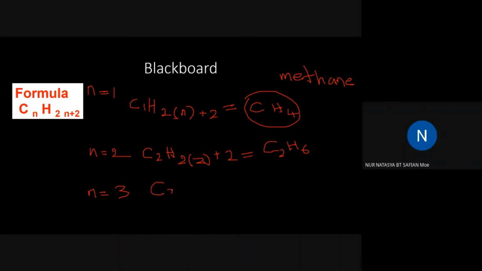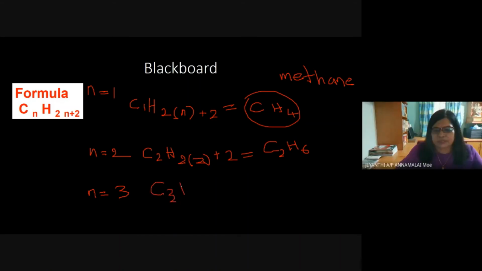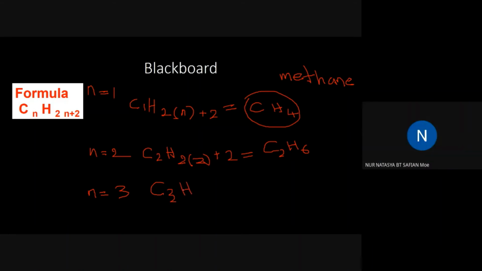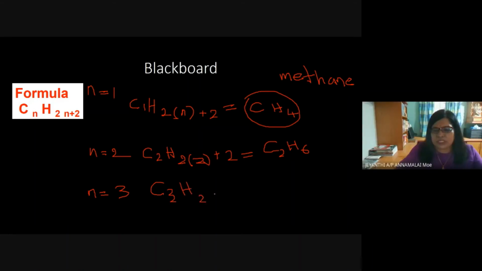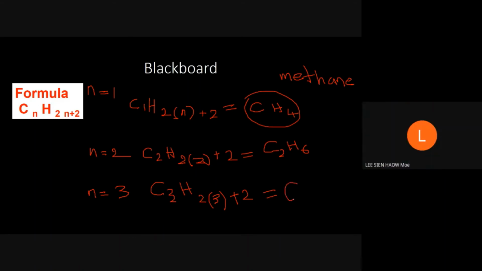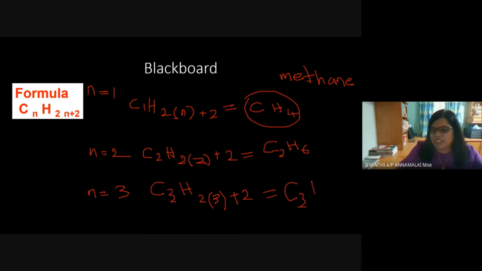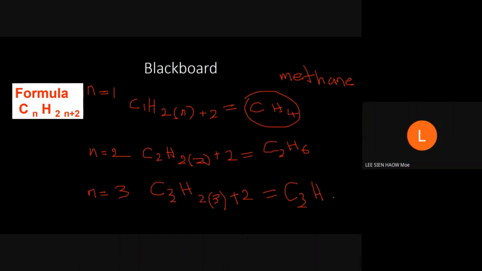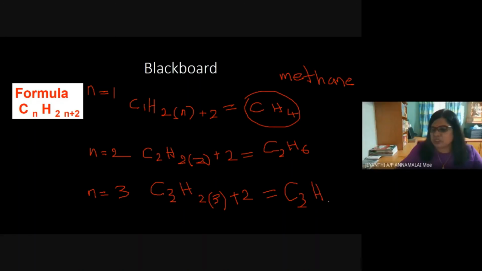Octane? C3, H how many? 8. Is it 8? 2 times 3... Who said 8? Sarah said 8. I'm faster now. I'm getting smart. 8, teacher. C3, H how many? That's what we want to know. H how many? 8. 2 times 3 is 6 plus 2 is 8. 8. So this is propane.